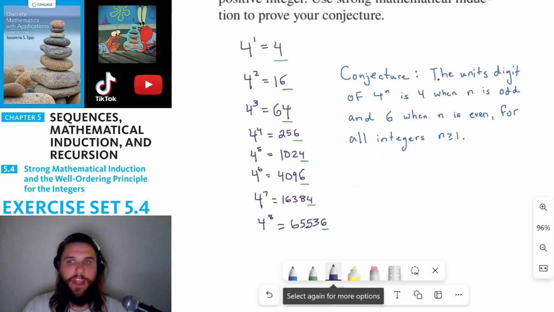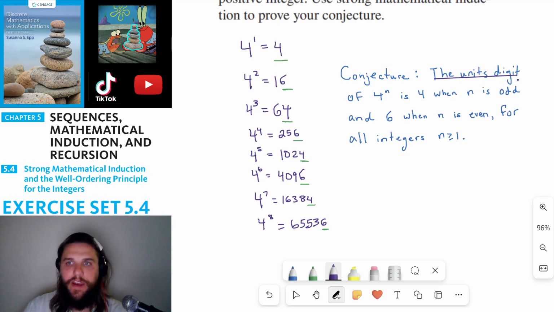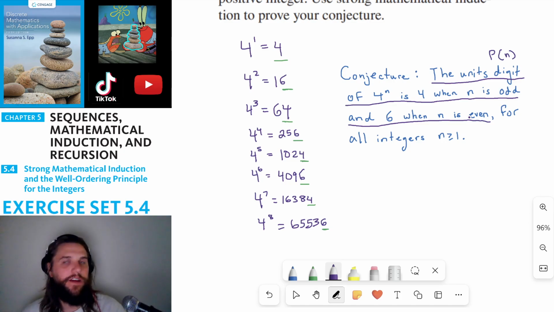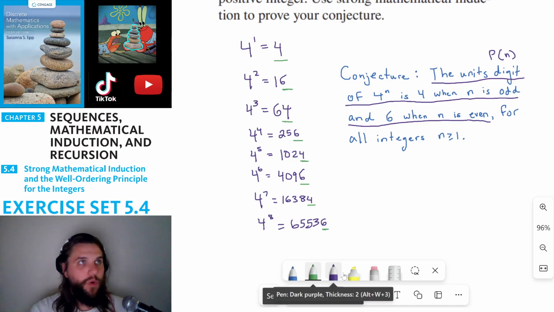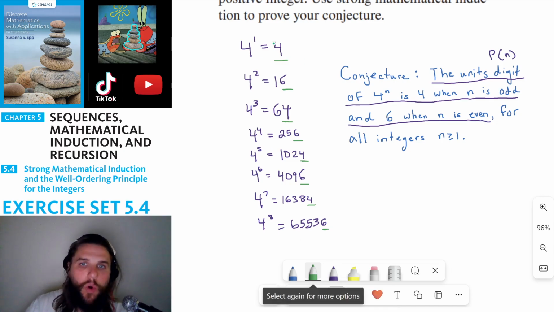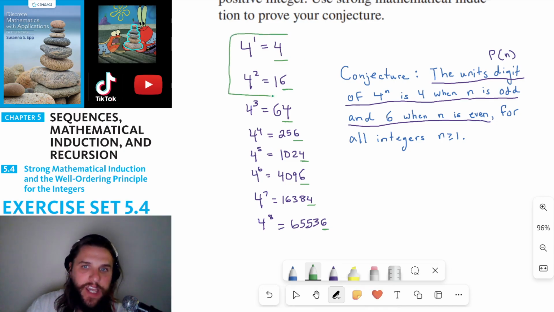Now, the first thing we do with mathematical induction is we identify P of n. In this case, P of n is going to be almost the entire conjecture, except for that universal quantifier at the end there. Now, in the inductive step, we're going to use a very clever trick that will require us to break up the inductive step into multiple cases. A case where k is an arbitrary even integer, and a case where k is an arbitrary odd integer. And because of this breaking up of the cases, we're going to need to prove 2 base cases.